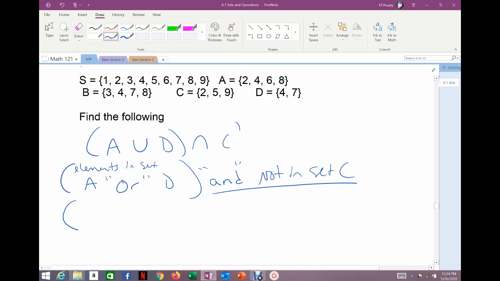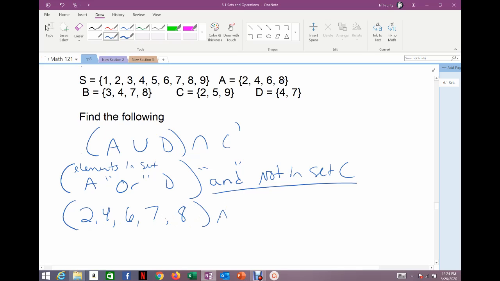Alright, so I'm looking at A or D, so I get to include 2, 4, 6, 8, 4, and 7. Now they share 4. I don't write two 4s down. There's only one 4. That would be the overlap. And so I only include one of the 4s. So 2, 4, 6, 7, and 8 are in A or D. Alright, those are all the numbers that are in A or D.